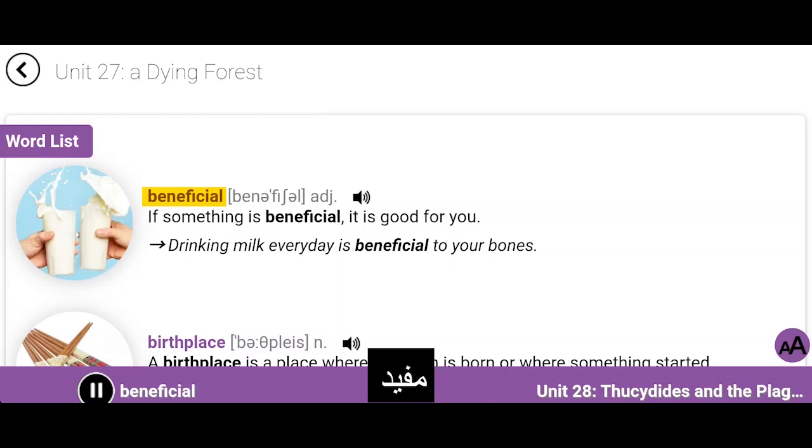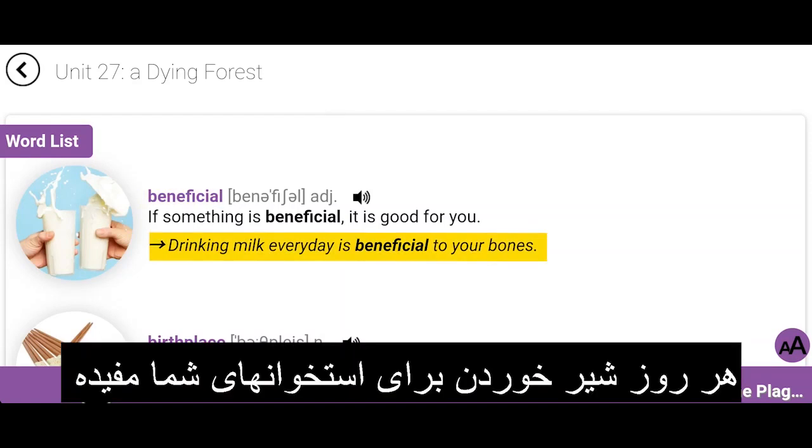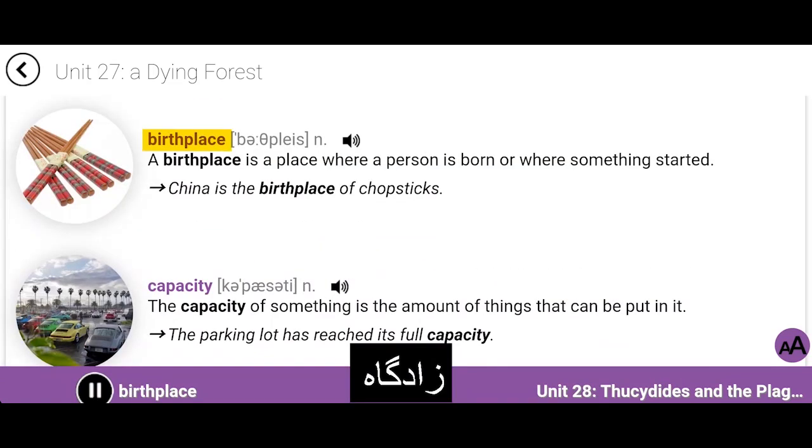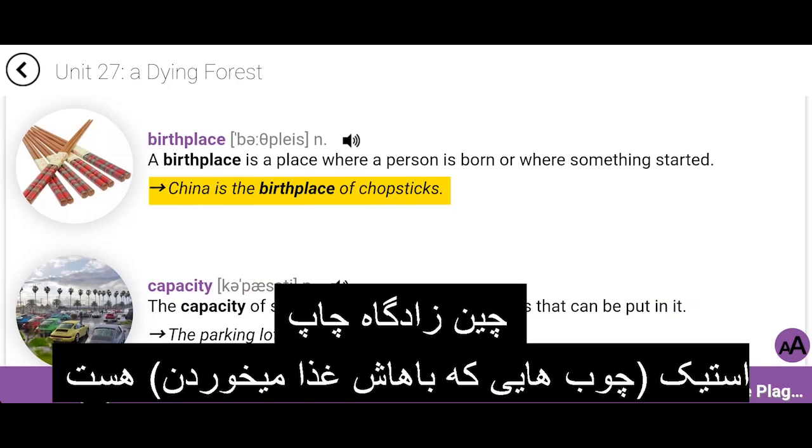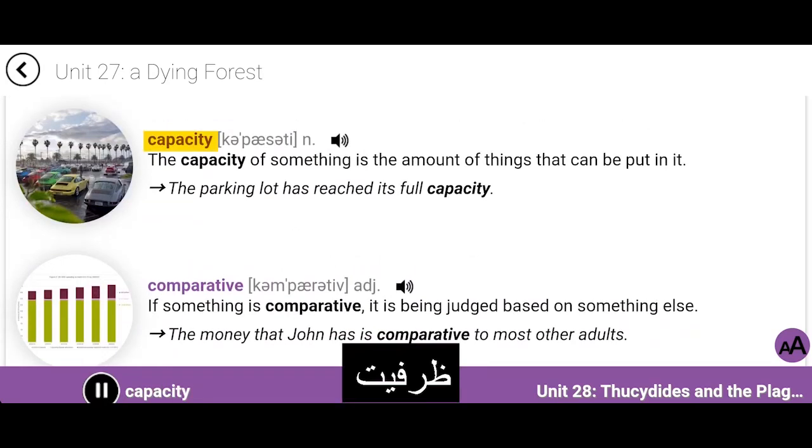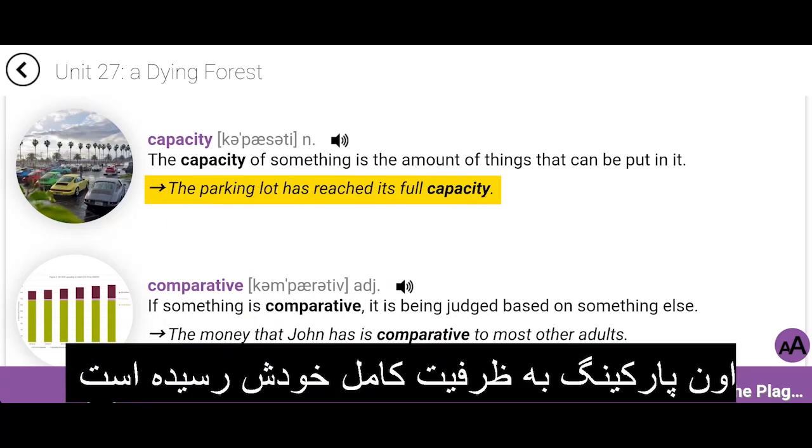Beneficial. If something is beneficial, it is good for you. Drinking milk every day is beneficial to your bones. Birthplace. A birthplace is a place where a person is born or where something started. China is the birthplace of chopsticks. Capacity. The capacity of something is the amount of things that can be put in it. The parking lot has reached its full capacity.